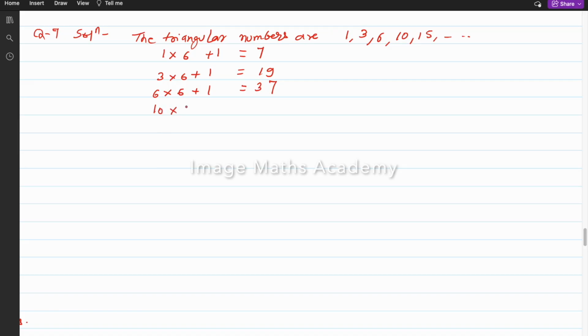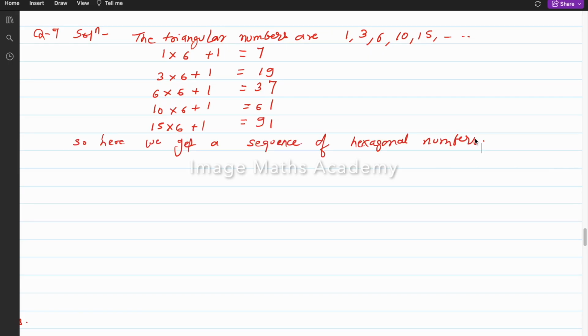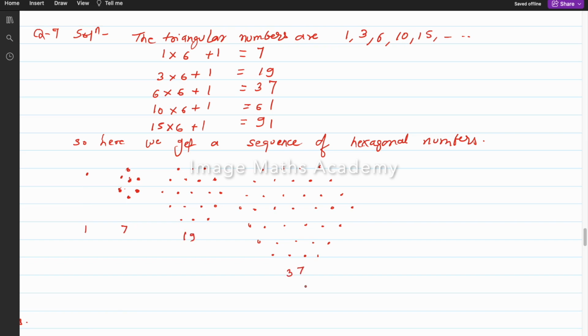Now 10 multiplied by 6 plus 1, that is 60 plus 1, 61. Then 15 multiplied by 6 plus 1. So 15 multiplied by 6 is 90, plus 1 is 91. So here we get a sequence of hexagonal numbers. So we will see this with the help of picture. So here 1, 7, 19 and 37. So this is the sequence of hexagonal numbers in picture form.